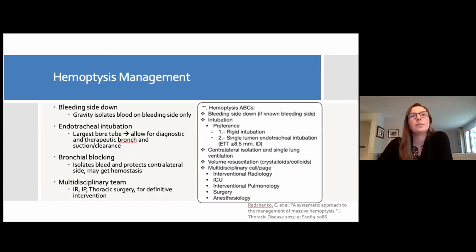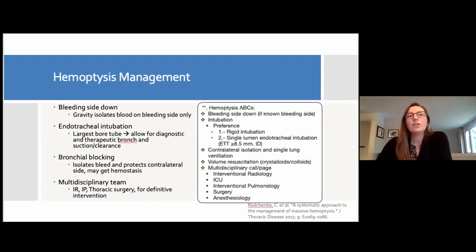Management of hemoptysis, it's important to know a couple of pearls. So we should always place the patients with the bleeding side down because gravity isolates blood on that bleeding side only, and we don't have cross-contamination. Endotracheal intubation should be performed with the largest bore tube. That would allow for both diagnostic and therapeutic bronchoscopy and also facilitates better suction and clearance of the airway if there's bleeding. Bronchial blockade can be useful in that it can isolate bleeding and protect the contralateral side. An additional benefit is that you may get some hemostasis.